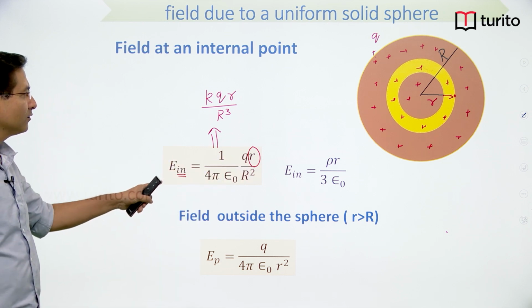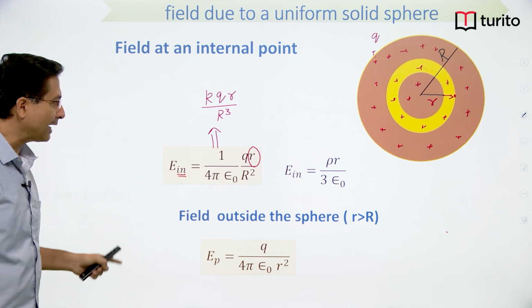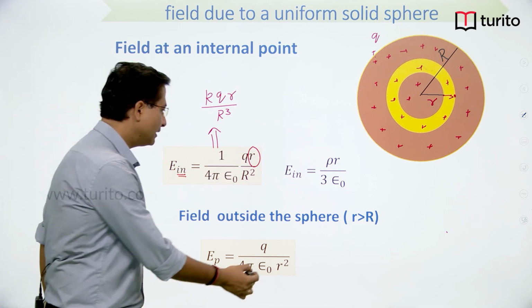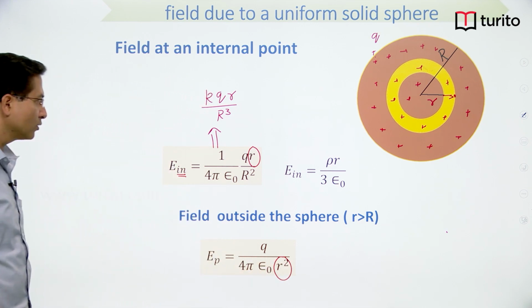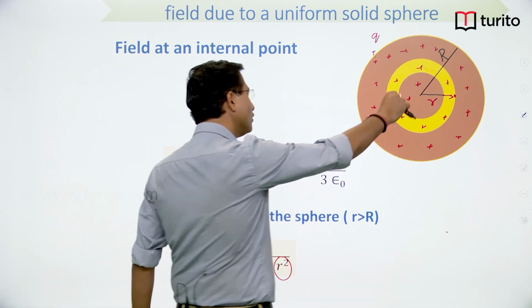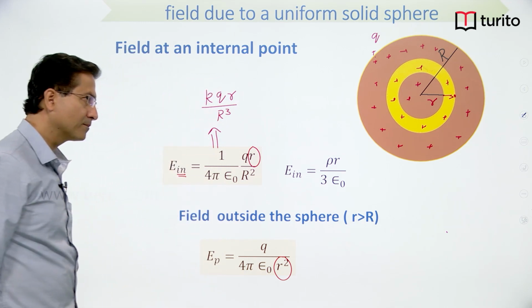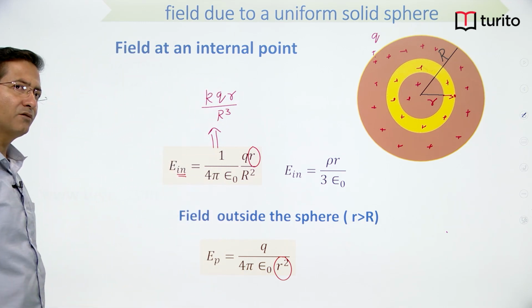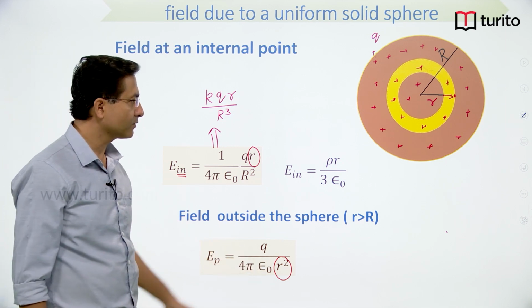So inside, the field is varying linearly, so it is increasing linearly, but as you go outside you can see that 1 upon r square is coming. So if I plot the variation, how the field is varying as we go from this point towards infinity, up to the surface it is linearly increasing, and after that it will be decreasing, right.